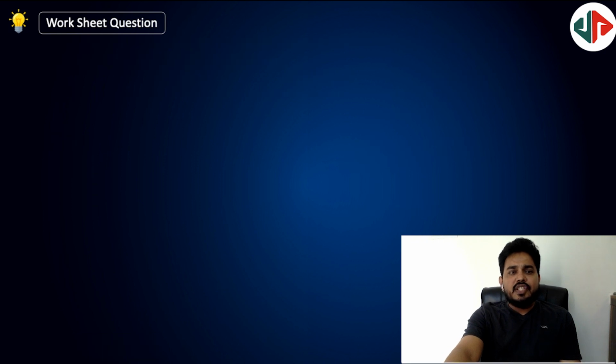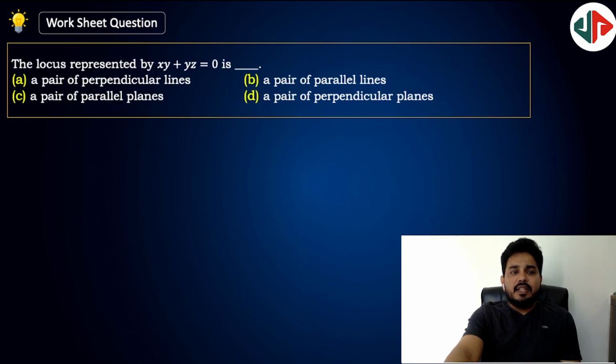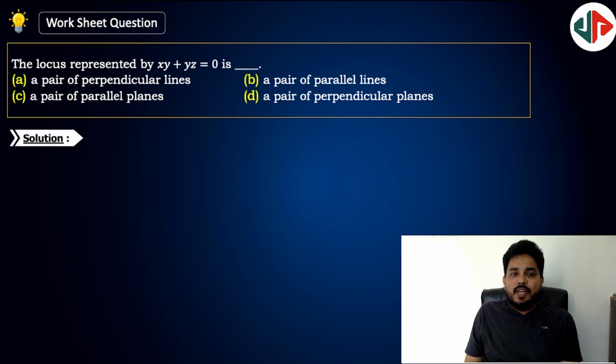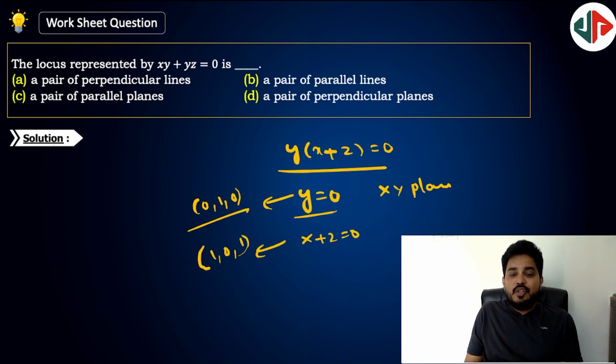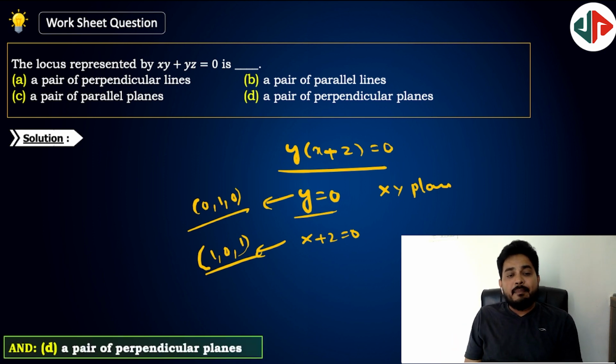Okay. Next one is the locus of the equation represented by this one. So xy plus yz. So y into x plus z is equal to 0. So this is y is equal to 0, that is xy plane, and x plus z is equal to 0. So drs of the normal of this plane will be 0 comma 1 comma 0. Drs of the normal of this plane will be 1 comma 0 comma 1. So normals are mutually perpendicular. So they are a pair of perpendicular planes.